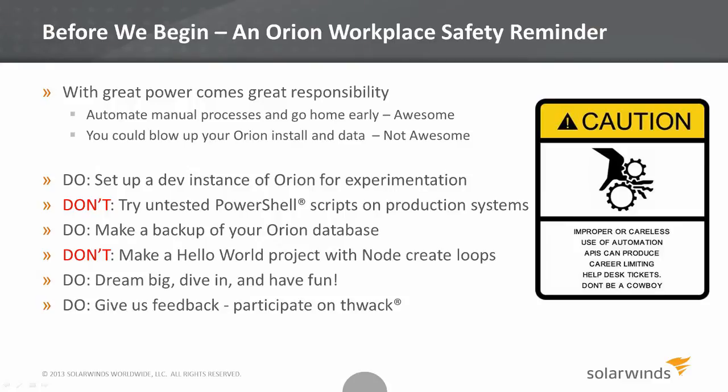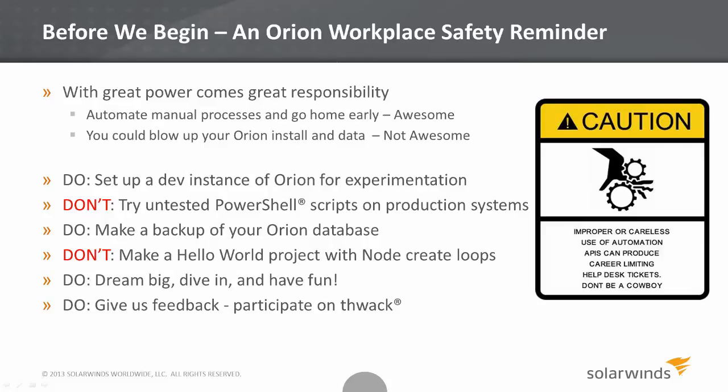So before we begin, just a little workplace safety reminder. The API provides an amazing amount of power. You can automate manual processes that may take you all day right now and knock off and go home early, which would be great. You could also blow up your Orion install and delete all of your data, which would not be awesome.